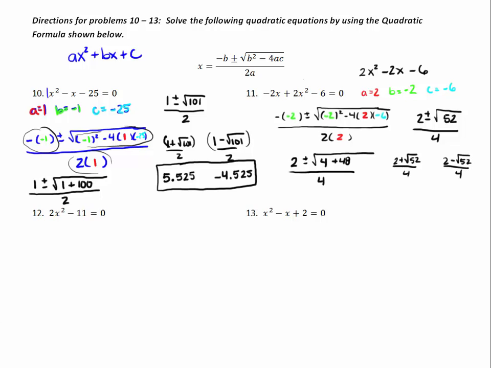Or you could type them into your calculator and get 2.303, going out 3 decimal places, or negative 1.303, going out 3 decimal places. So either one of those would work. You could write it like this. You could separate them out like that to show both answers.